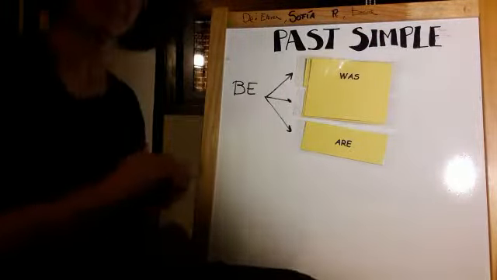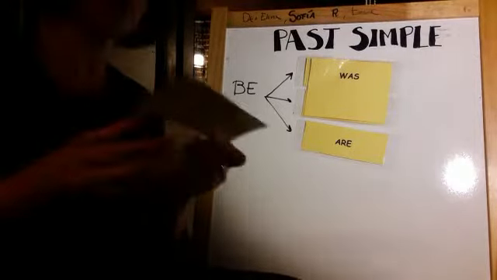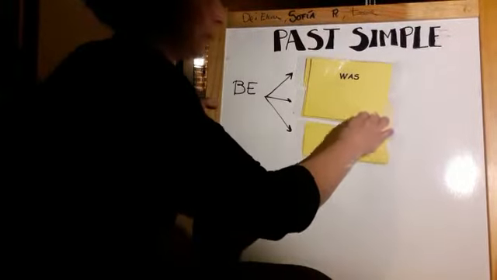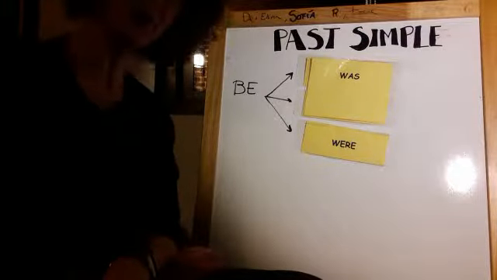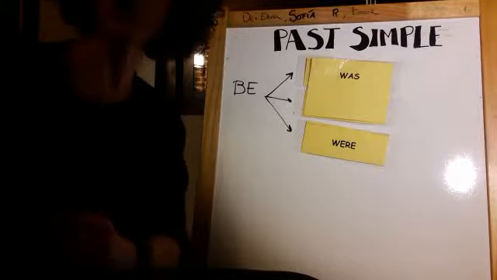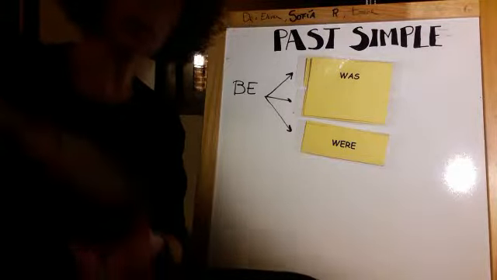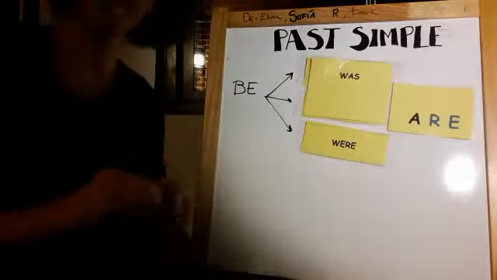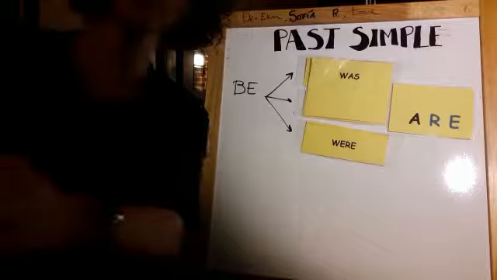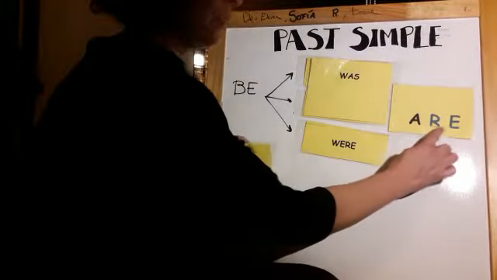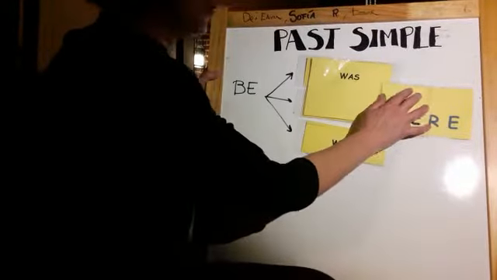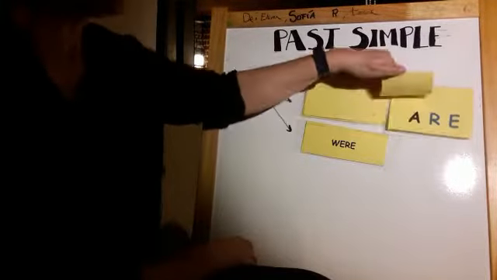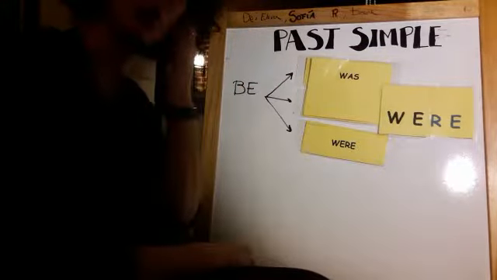was and were. If you have problems to remember when to use one or the other in the past, you can go to the present. So if we use are in the present, the corresponding form in the past will be were. So if you see, we've got the same final letters for both. Okay? Were, are. So the rest will be was.